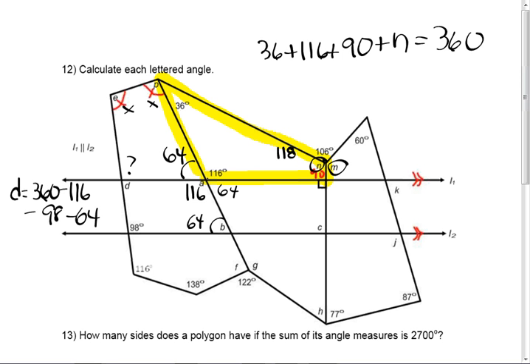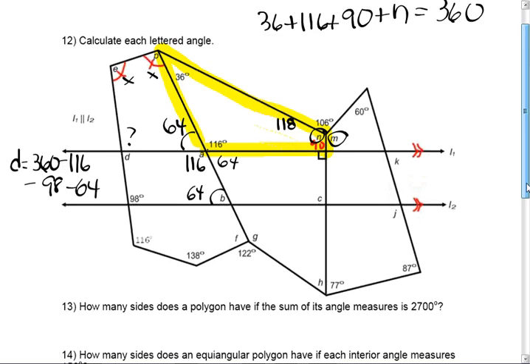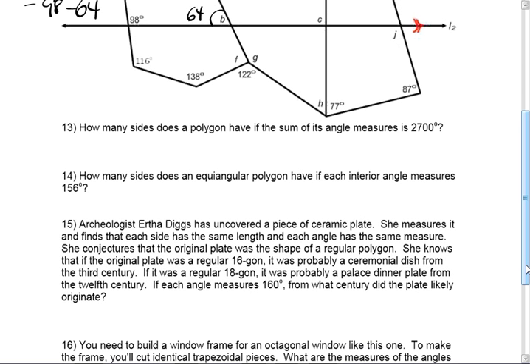Okay, is that enough to get you to finish that one? I hope. How about 13? How many sides does a polygon have if the sum of the angle measures is 2700? I just write an equation. 2700 equals n minus 2 times 180. I want to see how you solved it. If you took 2700 and divided by 180, I would like to see that. And then you add 2 to it. It's fine.